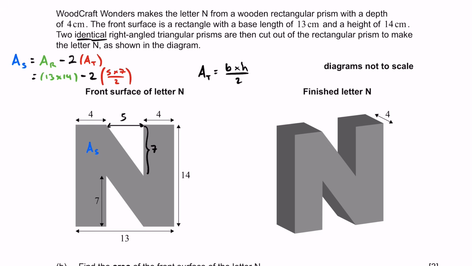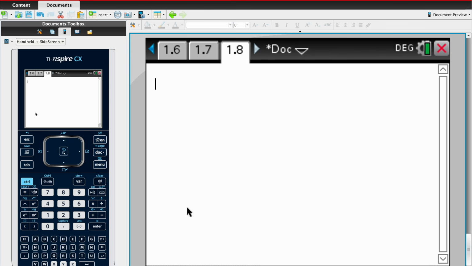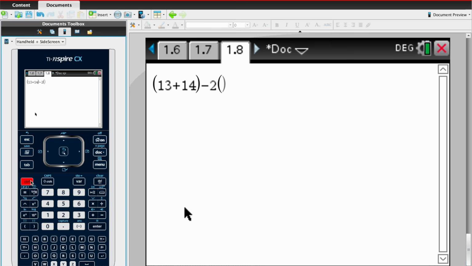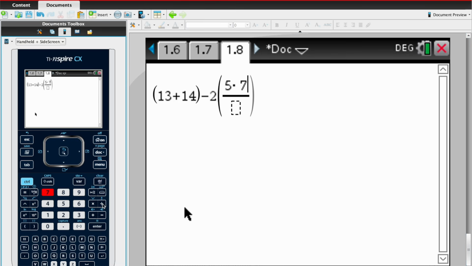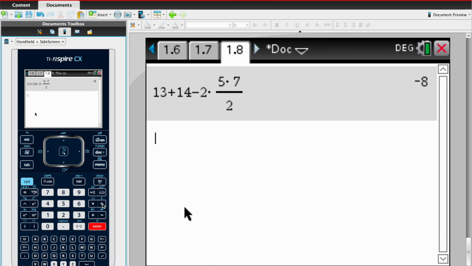Area of the rectangle minus 2 times the area of these triangular faces. So let's go into the calculator and work that out. So 13 times 14 minus 2 times, I'm going to open up a fraction, base times height divided by 2. And that's bad.